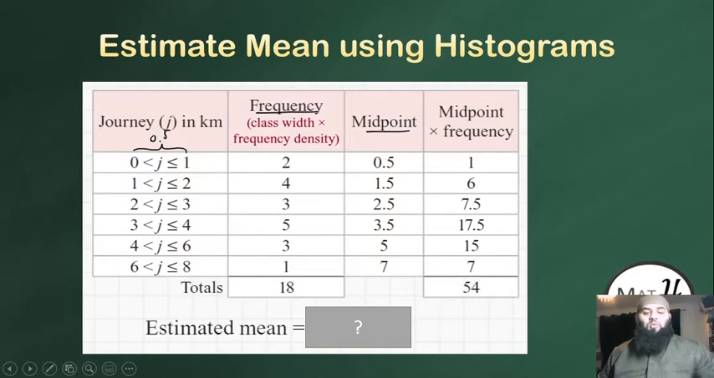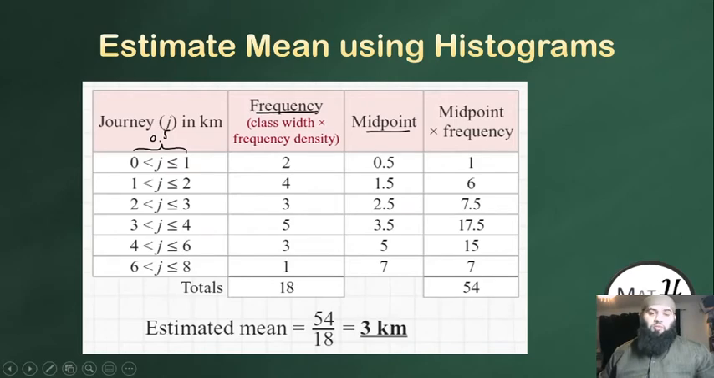And so to work out the estimated mean, we have to do the sum of midpoint times frequencies divided by the sum of frequencies. So 54 divided by 18 gives us 3 kilometers. So all that means is, on average, the average person, according to this data, walks 3 kilometers.